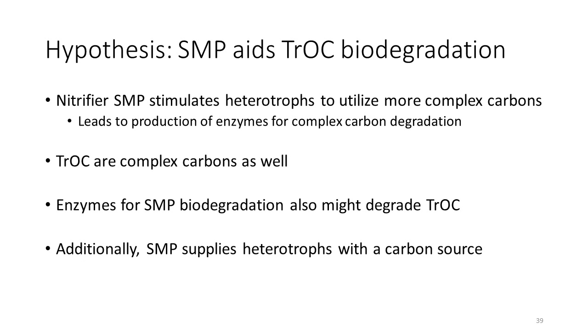So our hypothesis is that SMPs aid in the degradation of trace organic contaminants. When heterotrophs use these SMPs as a carbon source, they need enzymes that are capable of degrading these complex carbons. And trace organic contaminants are complex carbons as well, so potentially these enzymes could serve a dual purpose for degrading these trace organic contaminants. In addition, the SMPs also provide another carbon source so that the heterotrophs can grow more abundantly and are more active. So to test this hypothesis, I needed SMP.